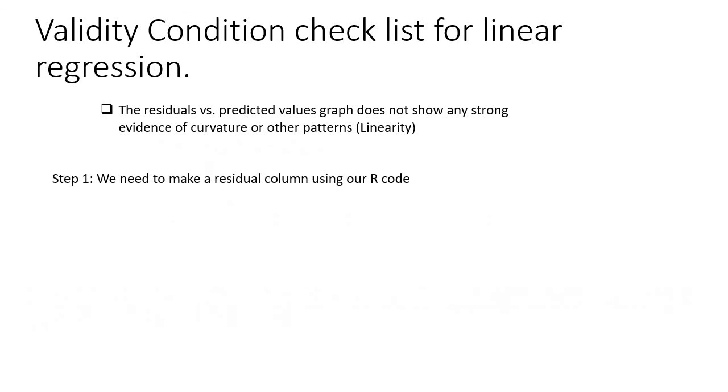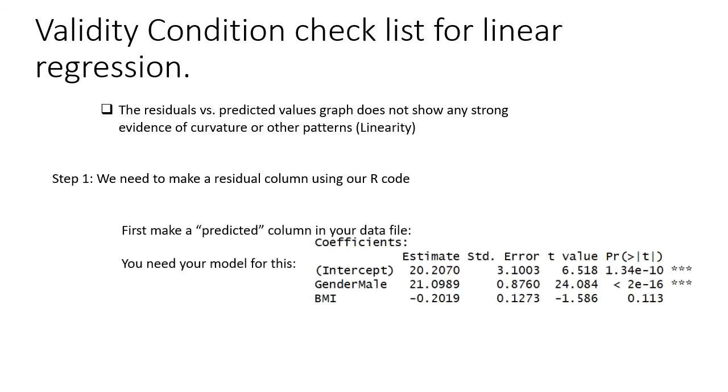So we're going to start with the first one. I want to make a residual versus predicted plot, and I want to show that it doesn't show any pattern inside it, like curvature or linearity. So how do we do that? Well, the first step is I need a predicted column. If I have predicted values on the x-axis, I need a predicted column, and for that, I need the model.